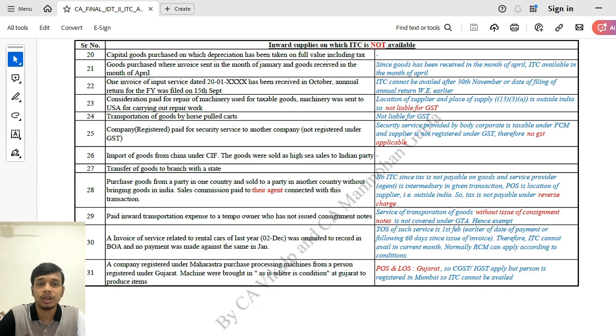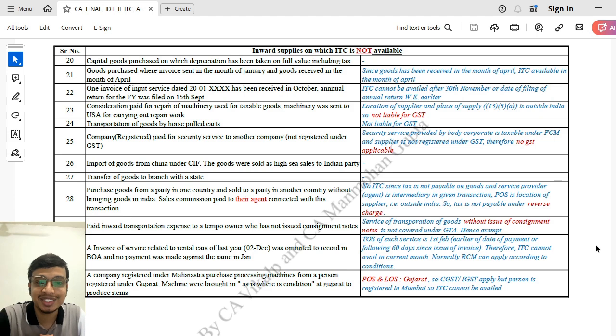That's all for the third part, inward supply on which ITC is not available. That's all from my side. Use this sheet during your exam days so that you can cover ITC in such a short time. And share this sheet with your friends also.